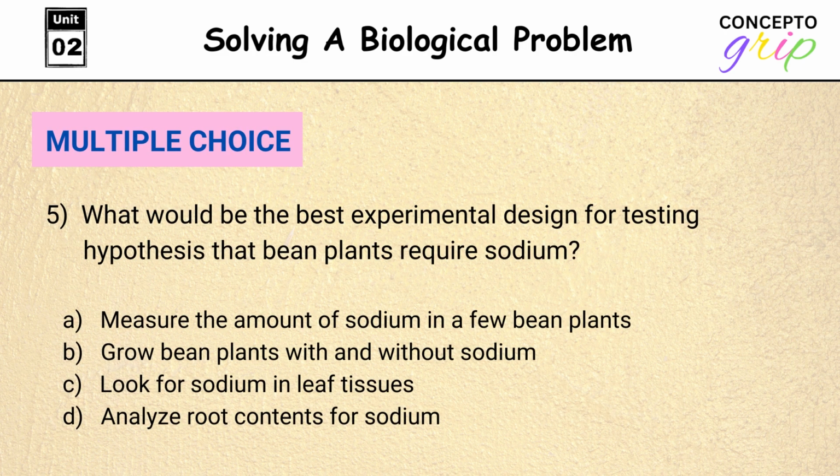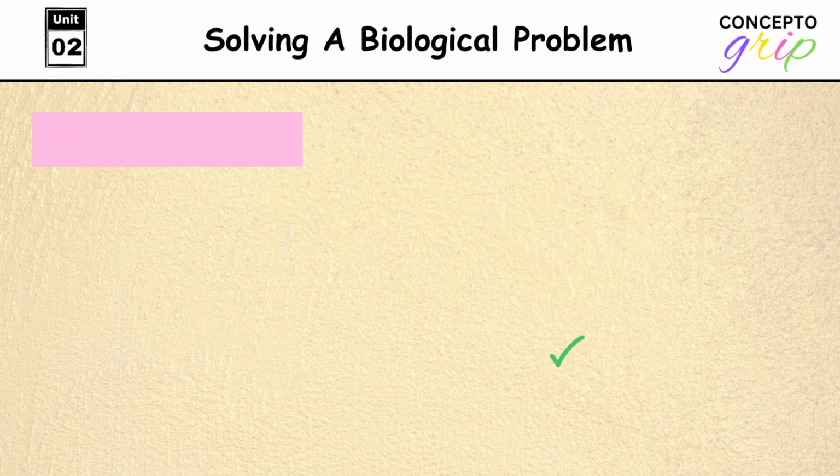Number 5. What would be the best experimental design for testing the hypothesis that bean plants require sodium? A. Measure the amount of sodium in a few bean plants. B. Grow bean plants with and without sodium. C. Look for sodium in leaf tissues. D. Analyze root contents for sodium. Correct option is B. Grow bean plants with and without sodium.